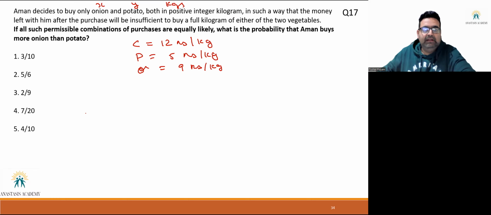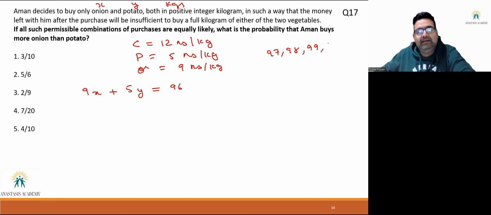So at 9 rupees per kg onion, I have bought X kgs, so total spend is 9X. Potato at 5 rupees per kg, I have bought Y kgs, so my spend is 5Y. This value has to be 96, or it can be 97, or 98, or 99, or it can be 100. Now, this question I leave to your discretion because I have to solve 5 integral solutions: 9x plus 5y equal to 96, then 97, then 98, then 99, and then 100.